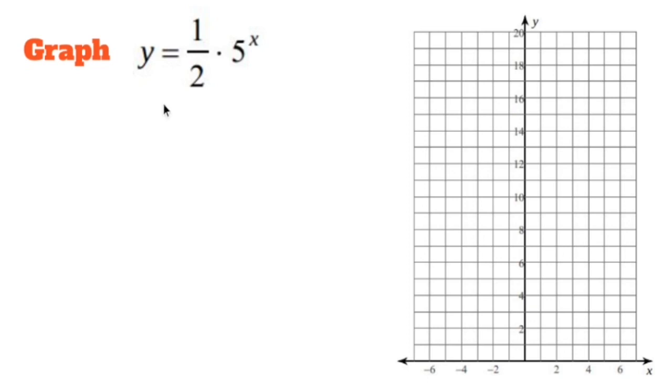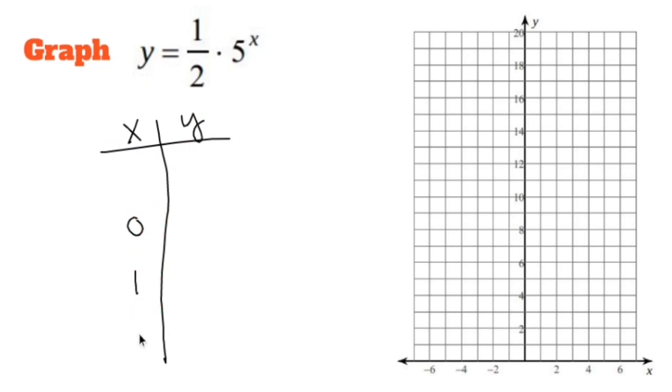All right, we are going to graph this exponential function right here, y equals half times 5 to the x power. Now, there are little tricks that you could use to graph exponential functions, but what I'm going to do is make myself what's supposed to be a t-chart. Looks terrible. I'm going to substitute in 0 for x, 1 for x, and figure out a pattern before I even bother with these guys right here.